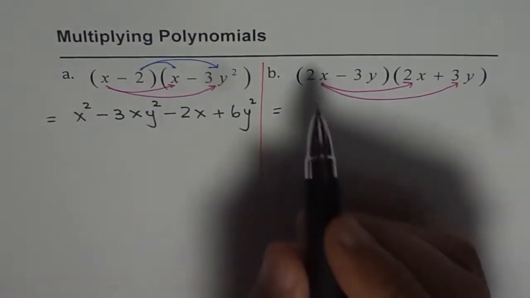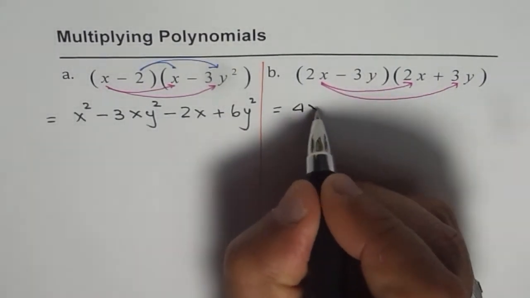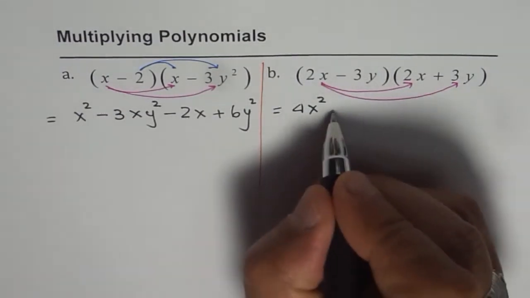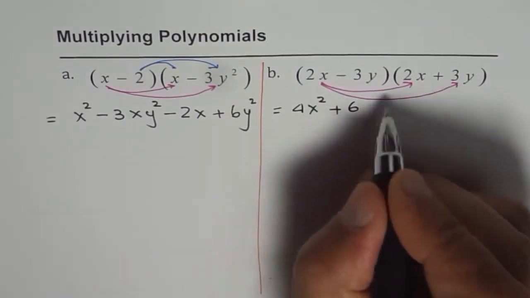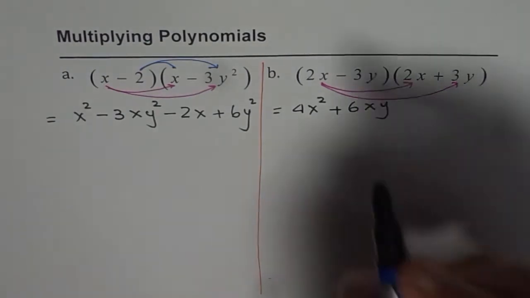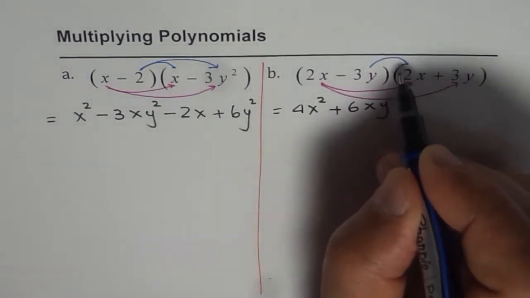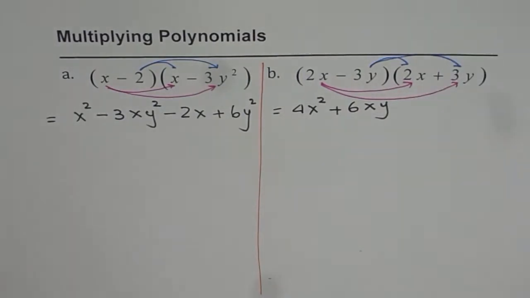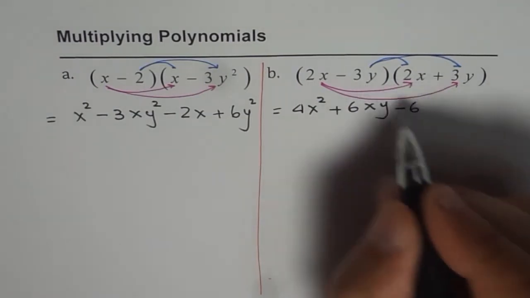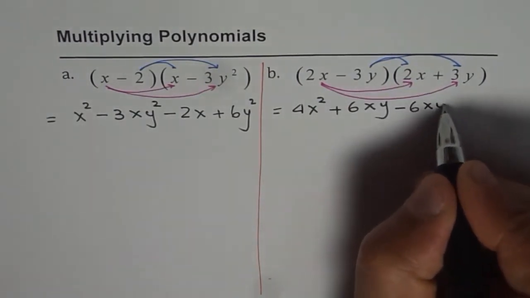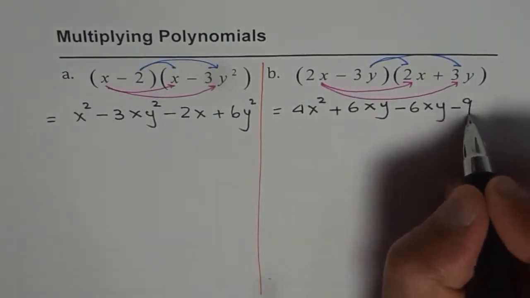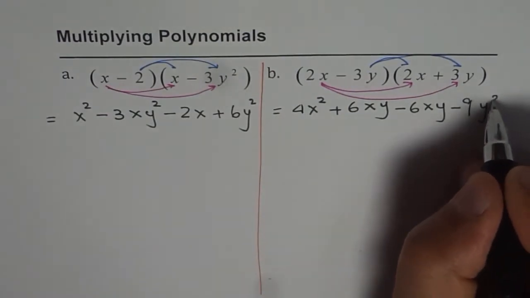What do we get? 2x times 2x gives me 4x squared, right? 2 times 2, 4. X times x, x squared. Plus 2 times 3, 6, xy. Now let's multiply minus 3y with these two terms, right? So we'll do this now. We'll get minus 3 times 2 as minus 6 xy. It's good to write x first, we'll write minus 6 xy. Minus 3 times plus 3 gives me minus 9, and y times y is y squared.